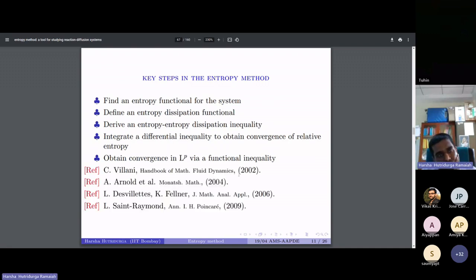Okay? And if you are interested in knowing more about this entropy method, these are some references that you can check.